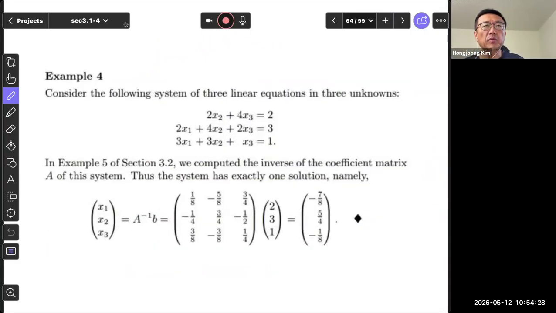In example 4, let us consider the following system of three equations in three unknowns, and when I consider the coefficient matrix, previously we found its inverse. So A inverse exists. If the inverse exists, then when I multiply the inverse of A to the right hand side vector, we get the solution. And this solution will be the only solution we have for the given problem.